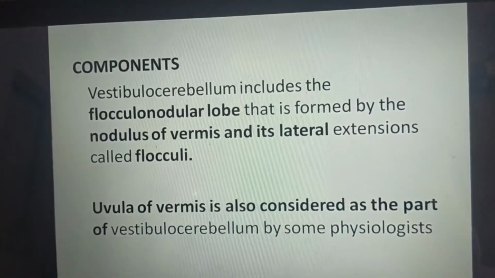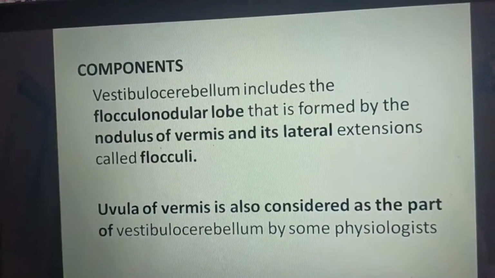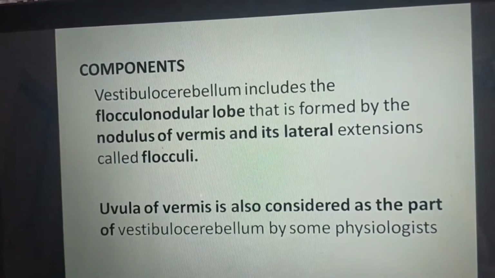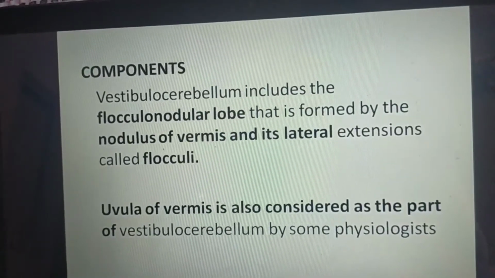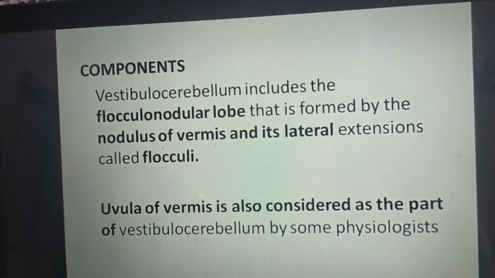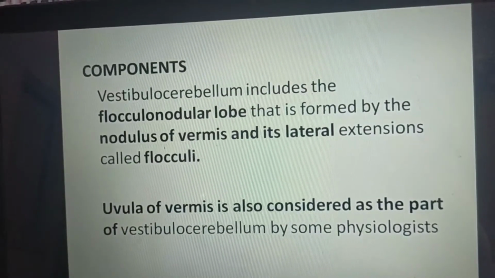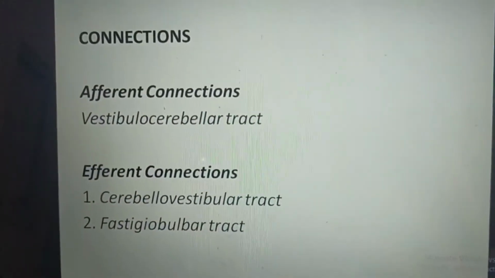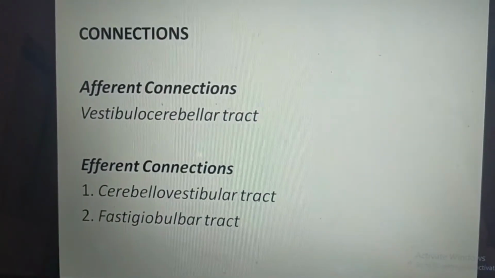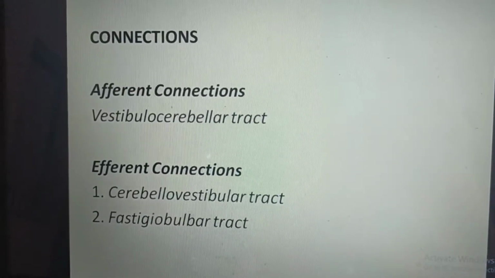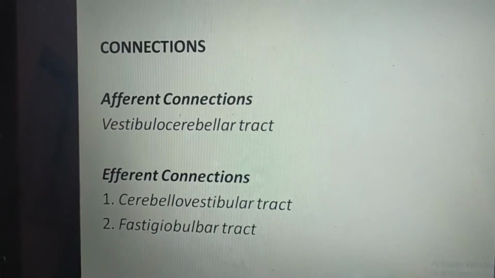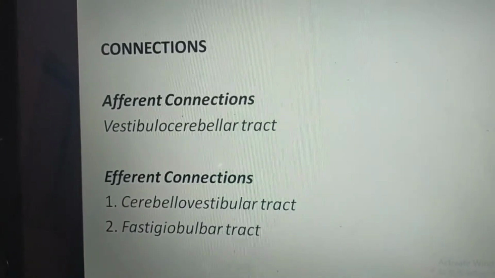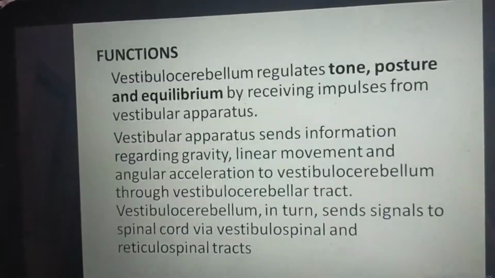Components. Vestibulocerebellum includes the flocculonodular lobe that is formed by the nodulus of vermis and its lateral extensions called flocculi. Uvula of vermis is also considered as a part of vestibulocerebellum by some physiologists. Connection. There are two connections, afferent and efferent. Afferent connection includes vestibulocerebellar tract and efferent connection includes cerebellovestibular tract and fastigobulbar tract. We are not going deep into this.